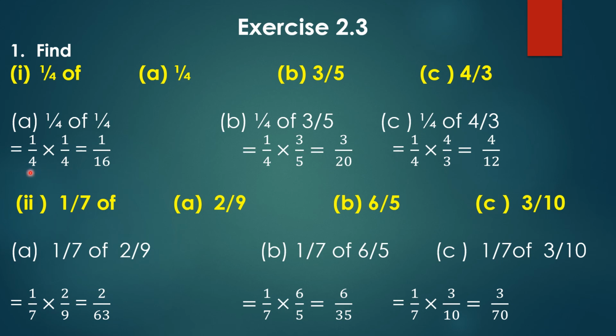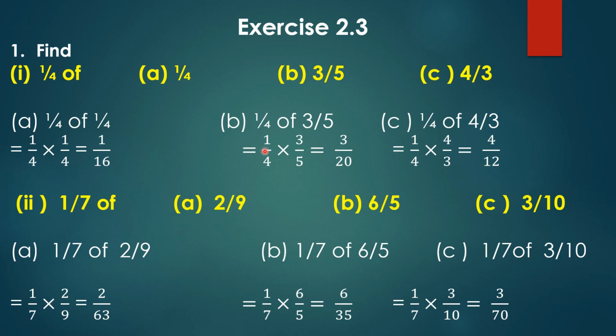So we know what rule needs to be followed. To get the product, we have to multiply the numerators and the denominators. Here I am multiplying straight away, skipping the steps, since we are very well aware of the concept of multiplication. So what is 1 into 1? It is 1, and 4 fours are 16. Therefore, 1 by 4 of 1 by 4 equals 1 by 16.